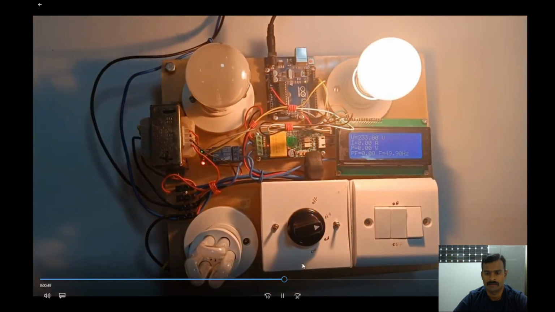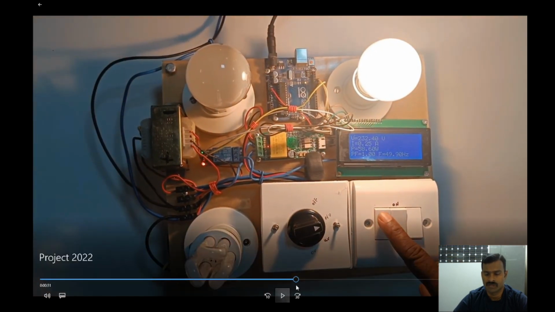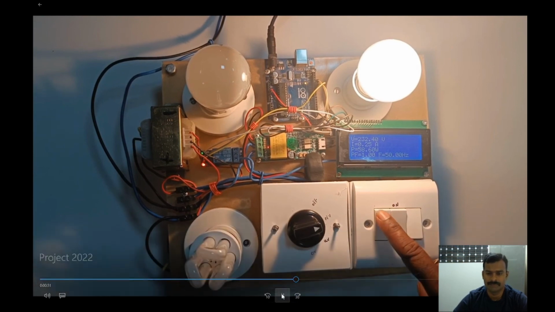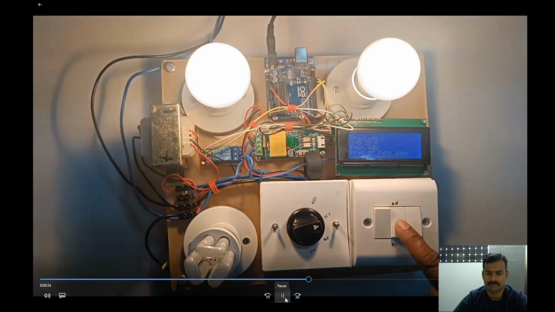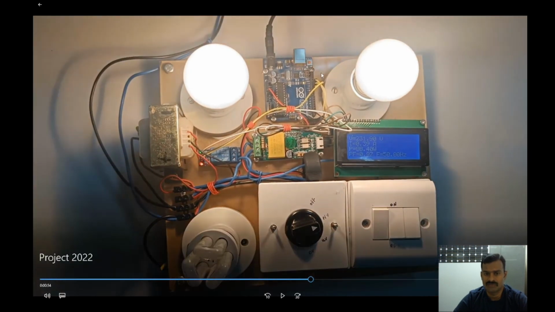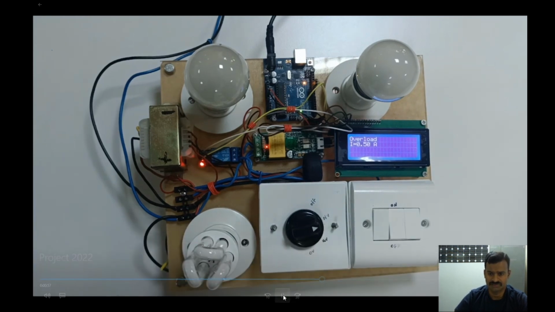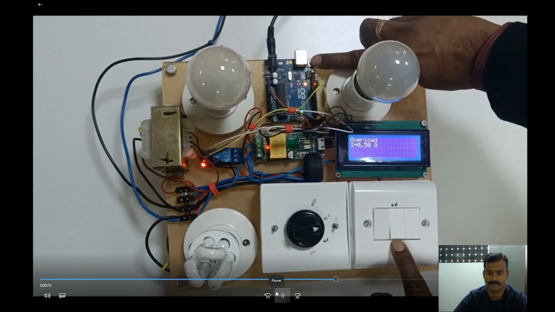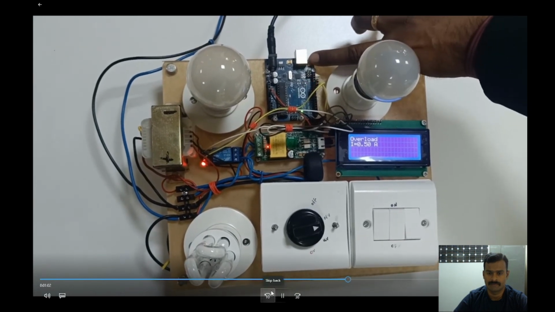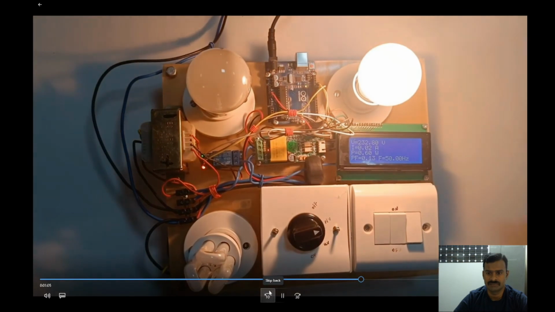So now I will demonstrate the overload condition or overcurrent condition. Now a 260 watts lamp is getting turned on. So the current will be higher than the set value. Both lamps have gone off and the current is more than 0.5. So it is turned off. I reset it again.